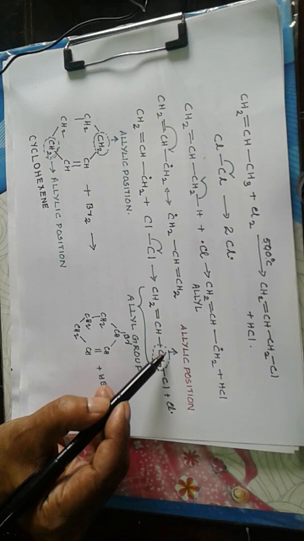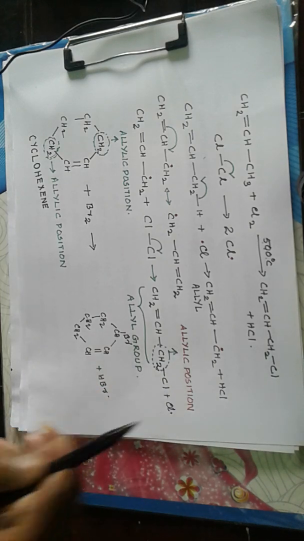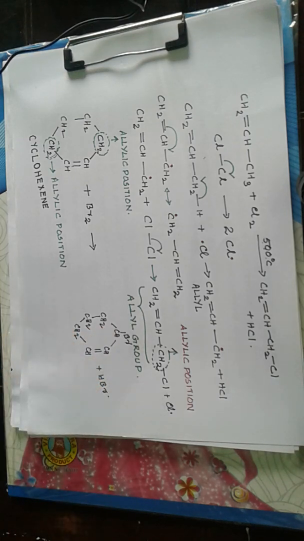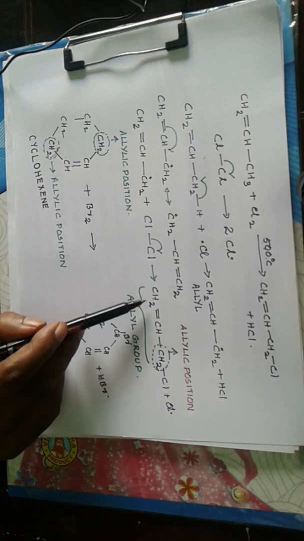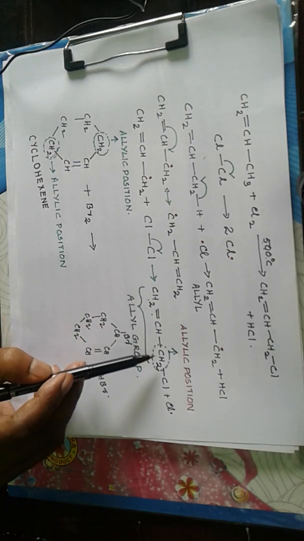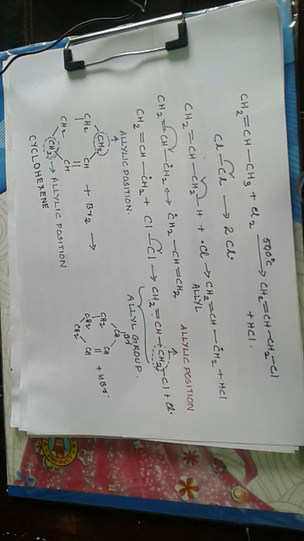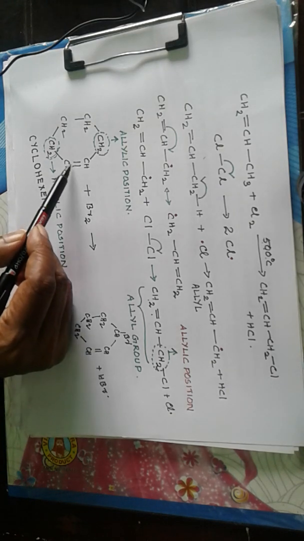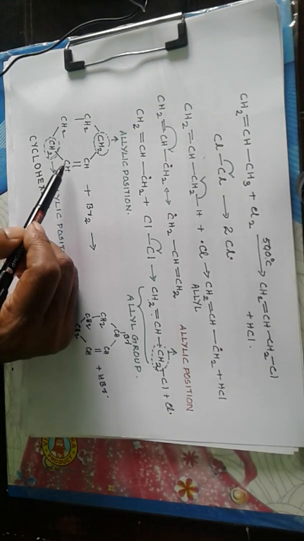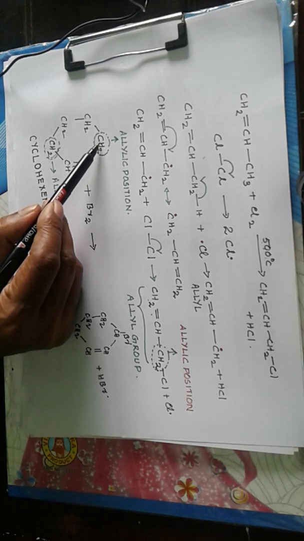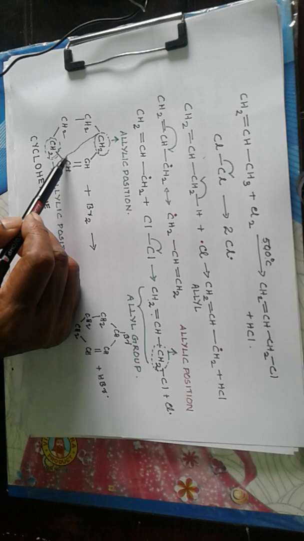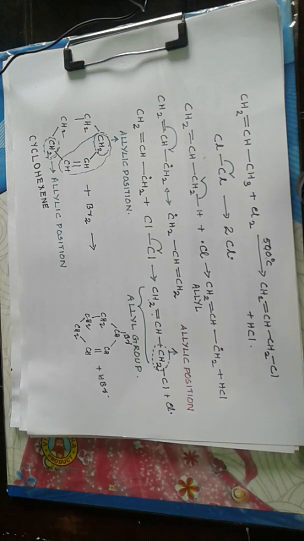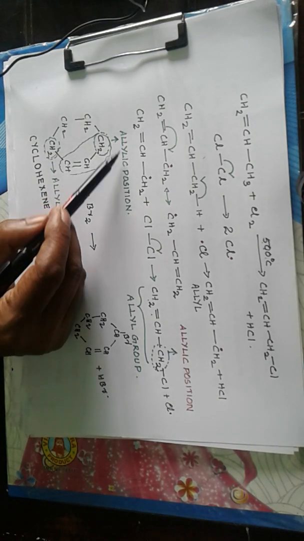Now this CH2 group is called the allylic position, and the compound formed is called allyl chloride. So the allyl group is CH2 double bond CH single bond CH2. That group is called the allyl group. Now this molecule is called cyclohexene. It contains a double bond. Here the CH double bond CH single bond CH2 system is similar to an allyl system, and this CH2 forms the allylic position.